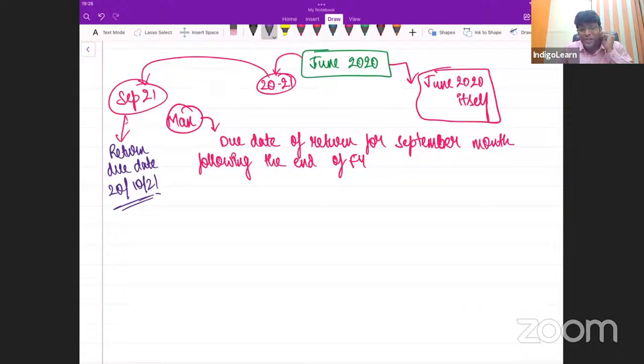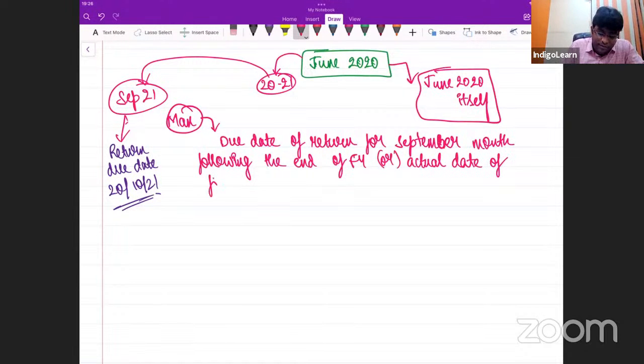Because they use the word due date of return for September month. Due date of return for which month? The due date of return for September month following the end of financial year. Or actual date of filing annual return.